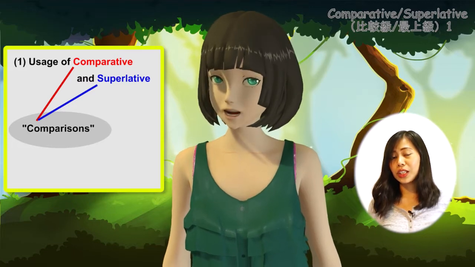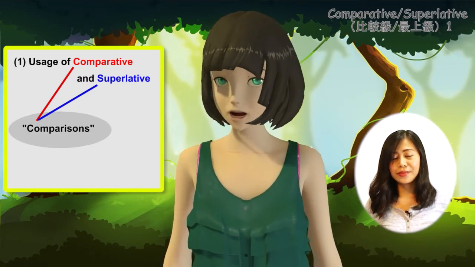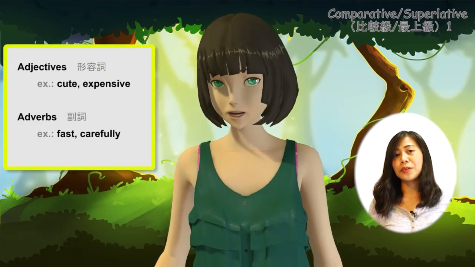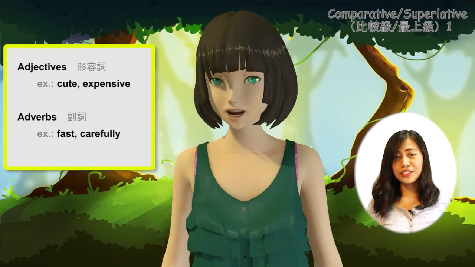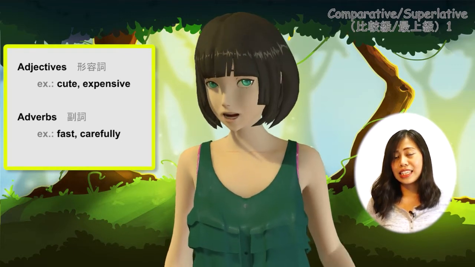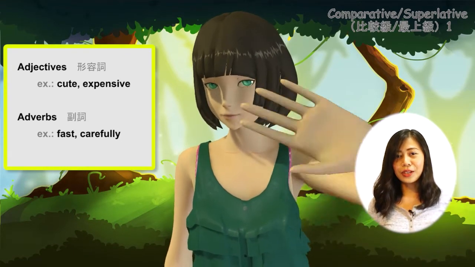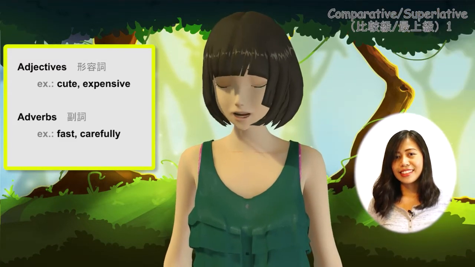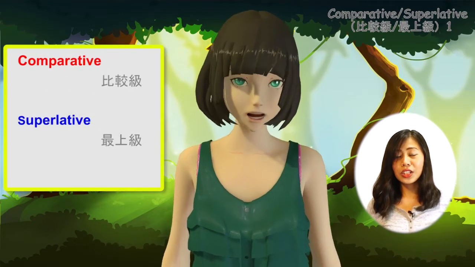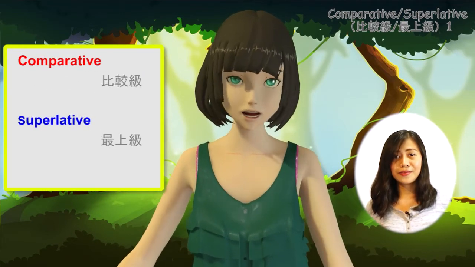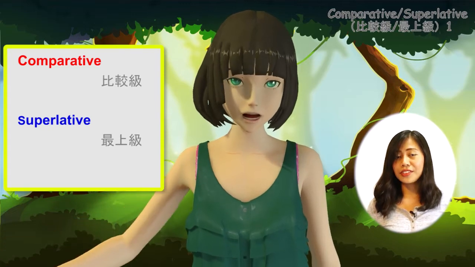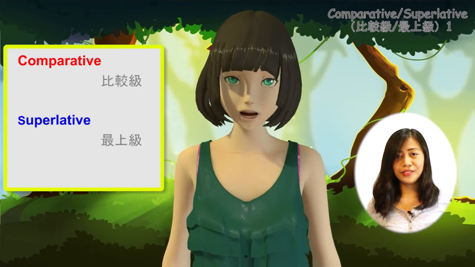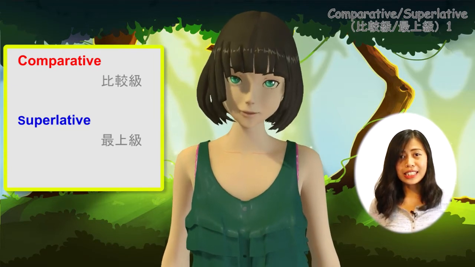Comparisons are used when comparing people or things. We can use adjectives or adverbs in making comparisons. Adjectives are cute, expensive. Adverbs are fast, carefully. We will have the 2 degrees of comparisons today. They are comparative and superlative. Repeat: comparative, superlative.